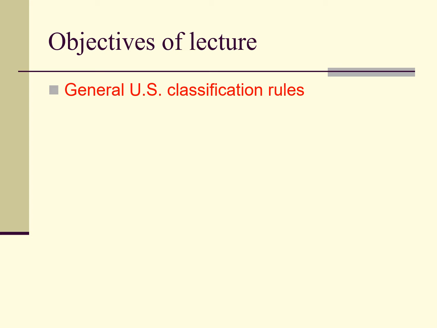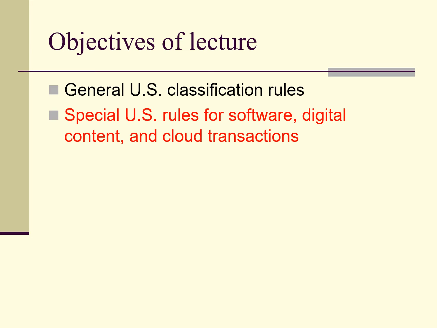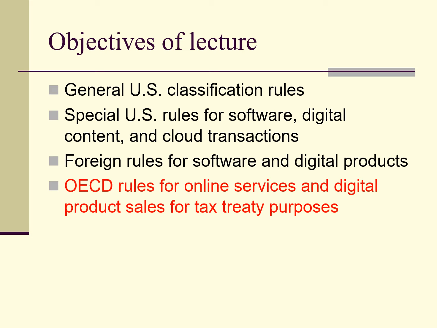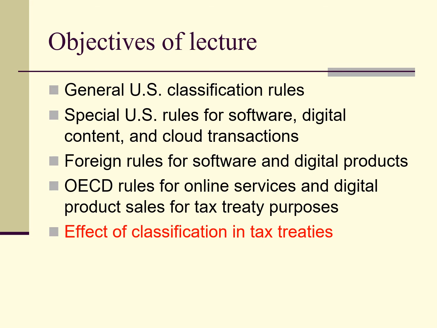The U.S. income classification rules for international taxation, special U.S. tax rules for classifying transactions involving software, other digital content, and cloud transactions, the foreign tax rules for classifying transactions involving software and digital content, and the OECD rules for classifying online services and digital product sales for tax treaty purposes. We also look at the effect of classifications on the source of income in tax treaties.